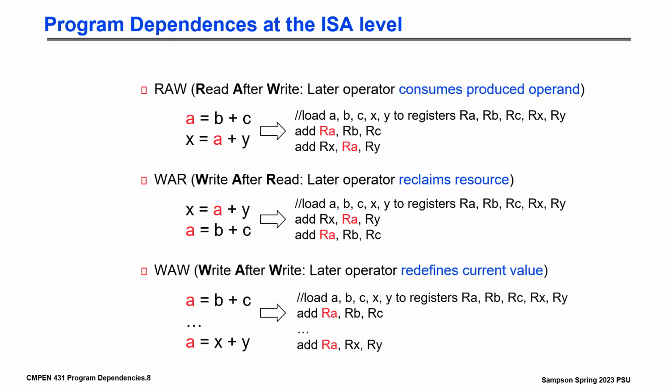Similarly here, you would not presumably see these immediately back to back. That would be a bit silly. You can imagine that this was A equals B plus C, A equals A plus Y, but otherwise there's presumably some code between these. But you have a write after write dependency. Again, I can't redefine the current value until all uses of the old one have actually occurred.